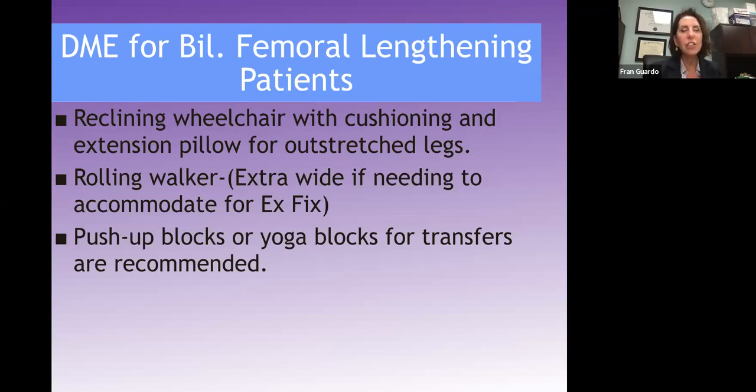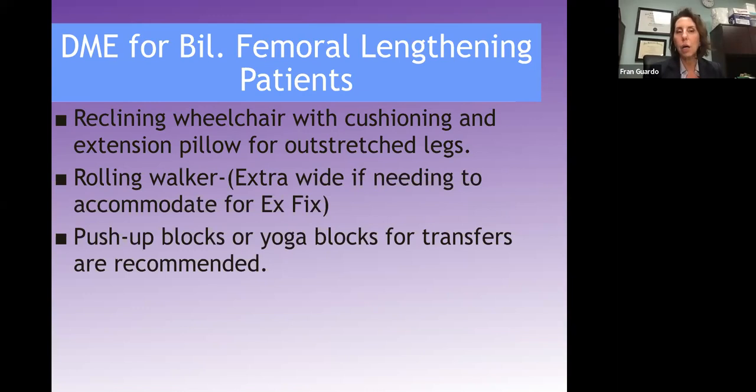So, all right. Durable medical equipment for somebody undergoing bilateral femurs or four segment. They need a reclining wheelchair with cushions and extension on the legs and a pillow underneath. So we talked about reclining. Why? Because you want to recline so you don't put too much pressure on the nerve.